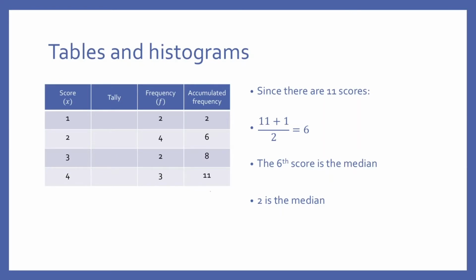So I've got the accumulated frequency there. There are 11 scores. So we are going to do 11 plus 1, which is 12, divided by 2, which is 6. The 6th score is the median, and if we have a look at the accumulated frequency, the first 2 scores are 1, the next 4 scores are 2, and the 6th score lies with the score of 2. So 2 is the median.